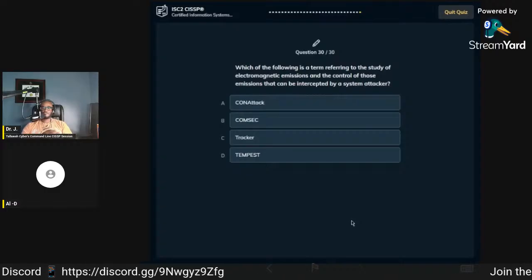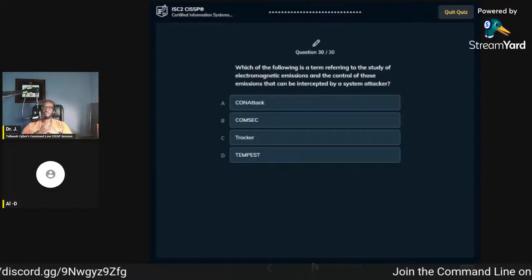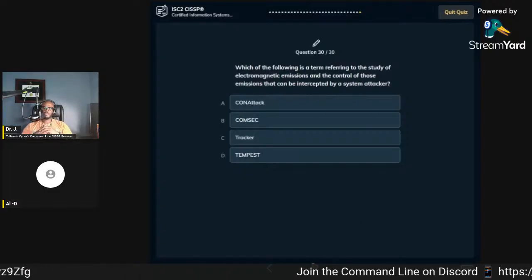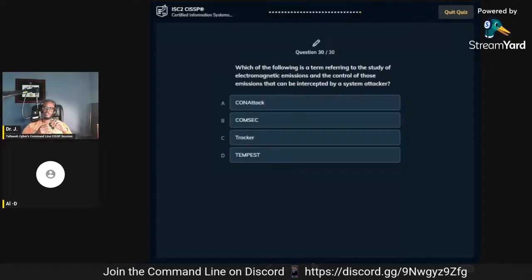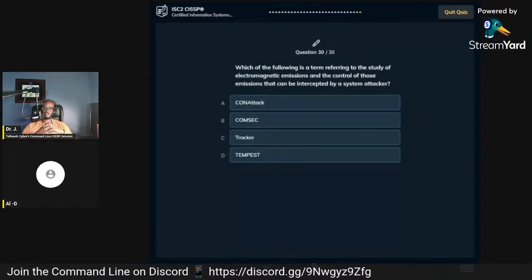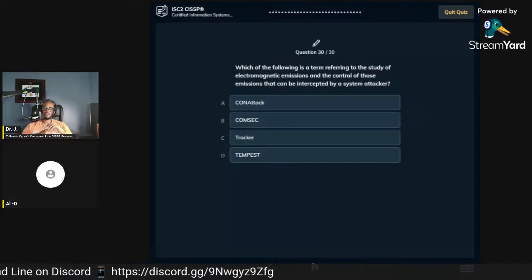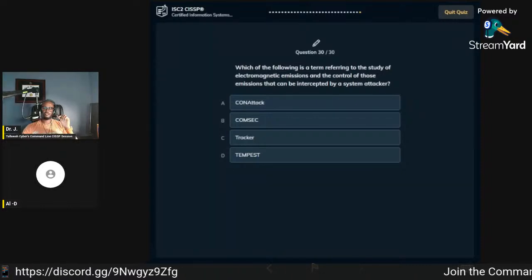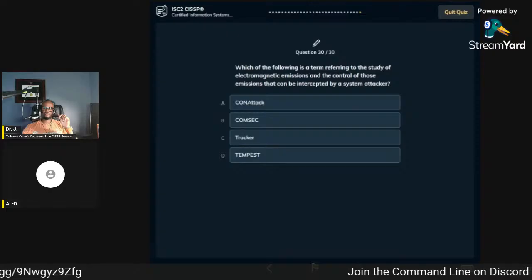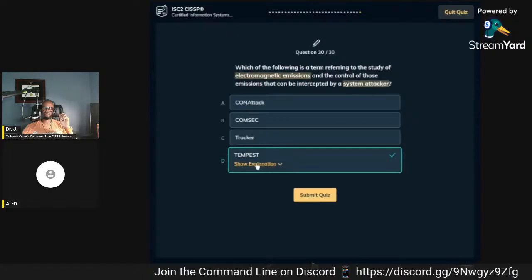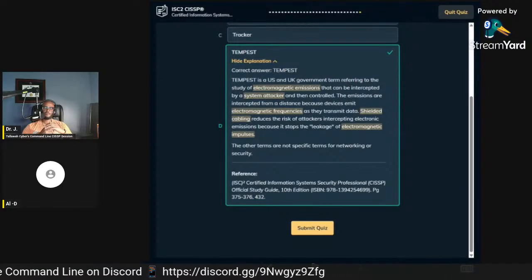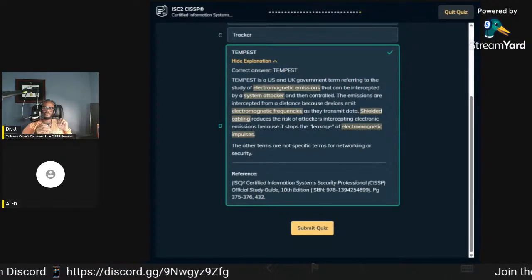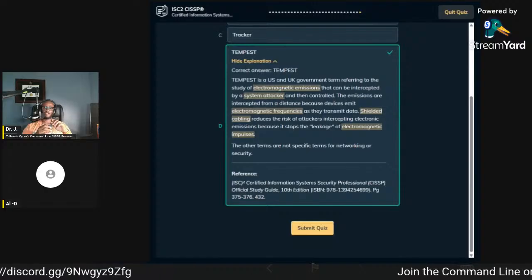All right, last one for tonight. Which of the following is a term referring to the study of electromagnetic emissions and the control of those emissions that can be intercepted by a system attacker? That should be Tempest. I think so. Yes, Tempest is a US and UK government term referring to the study of electromagnetic emissions that can be intercepted by a system attacker, and then controlled.